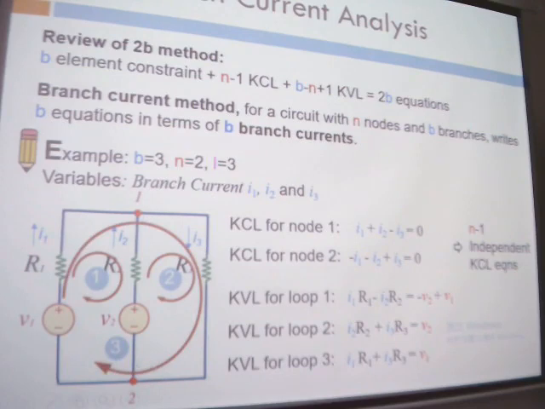KVL for loop 3: we have I1 R1 plus I3 R3 equal to V1. Here we can notice I put all of the sources on the right-hand side. This one is the sources. So we have b minus n plus 1 independent KVL equations. Clear?